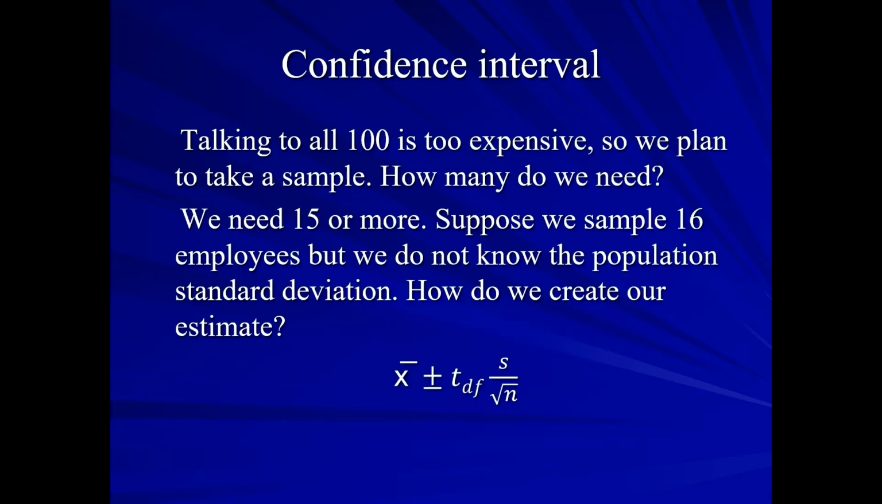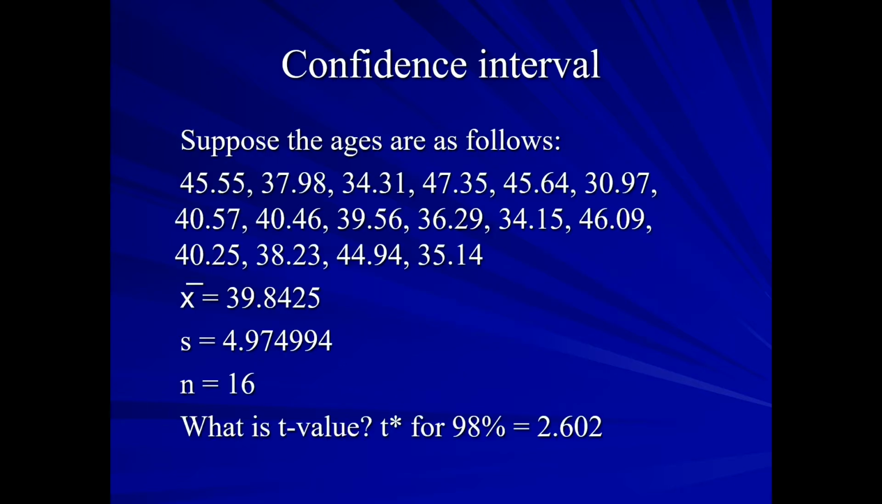So suppose we take a sample of 16 employees, but we don't know the population standard deviation. Again, we've got to use the t-distribution. And so our confidence interval formula is x bar plus or minus our t with its degrees of freedom times s over the square root of n. Well, the degrees of freedom, remember, are n minus 1, and so I'm going to have 15 degrees of freedom here. Suppose these are our ages.